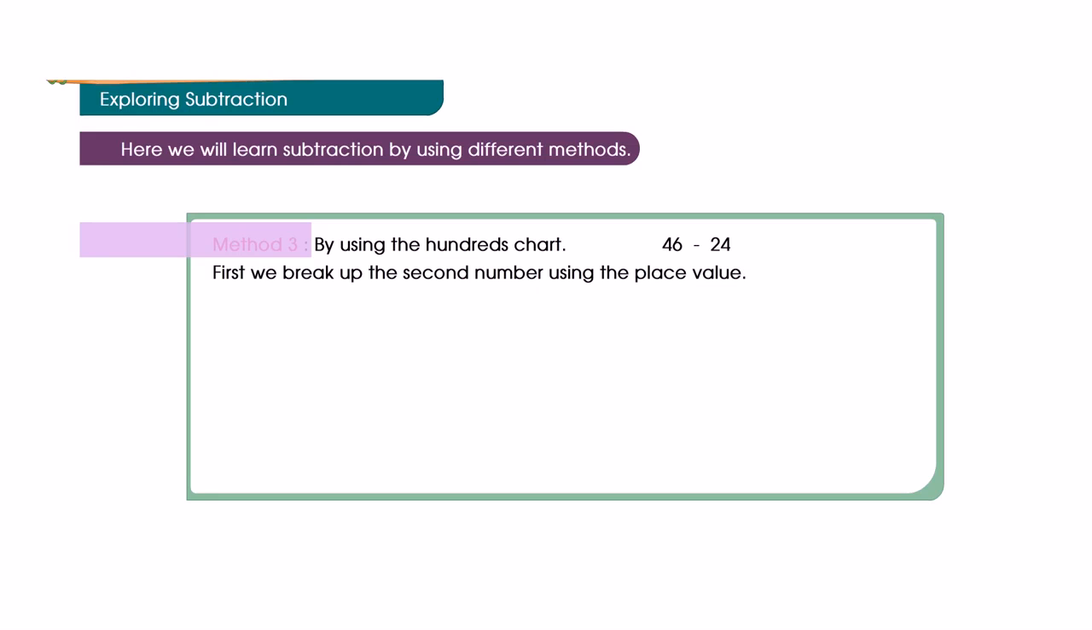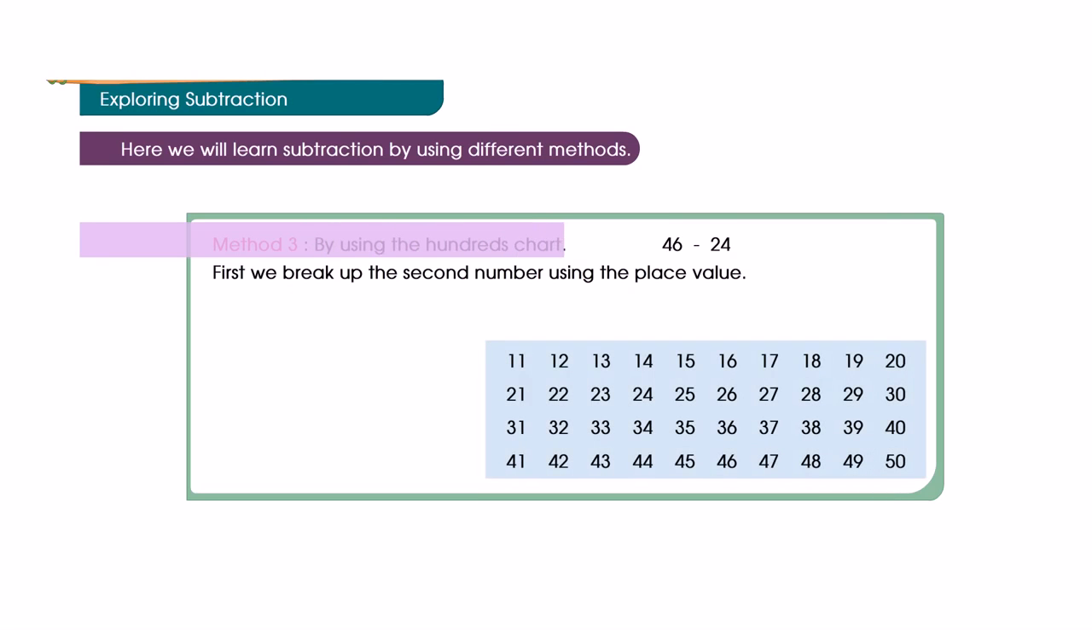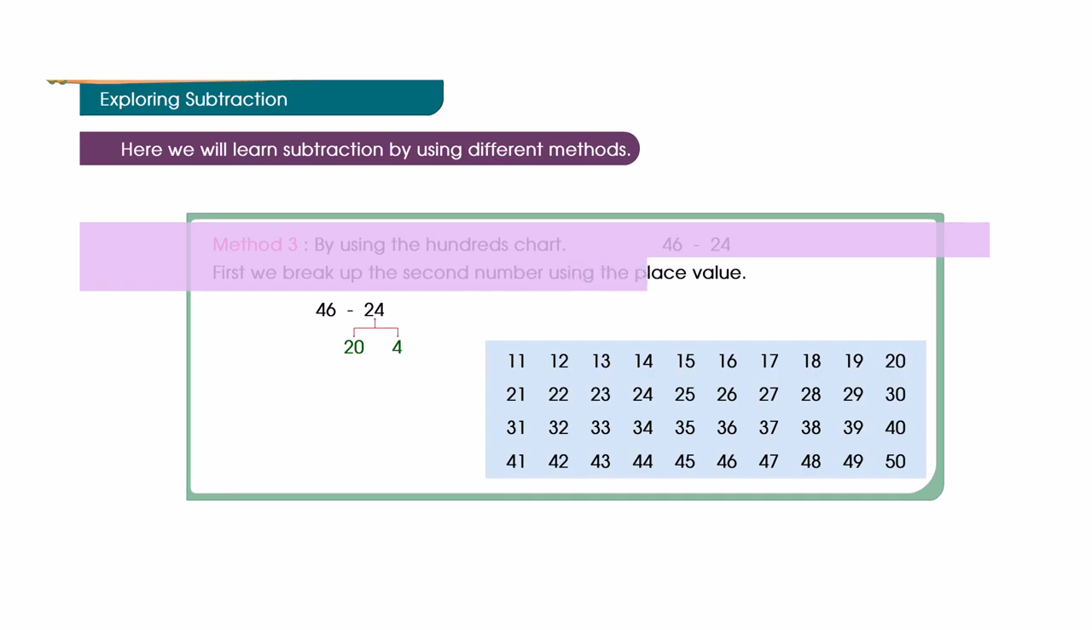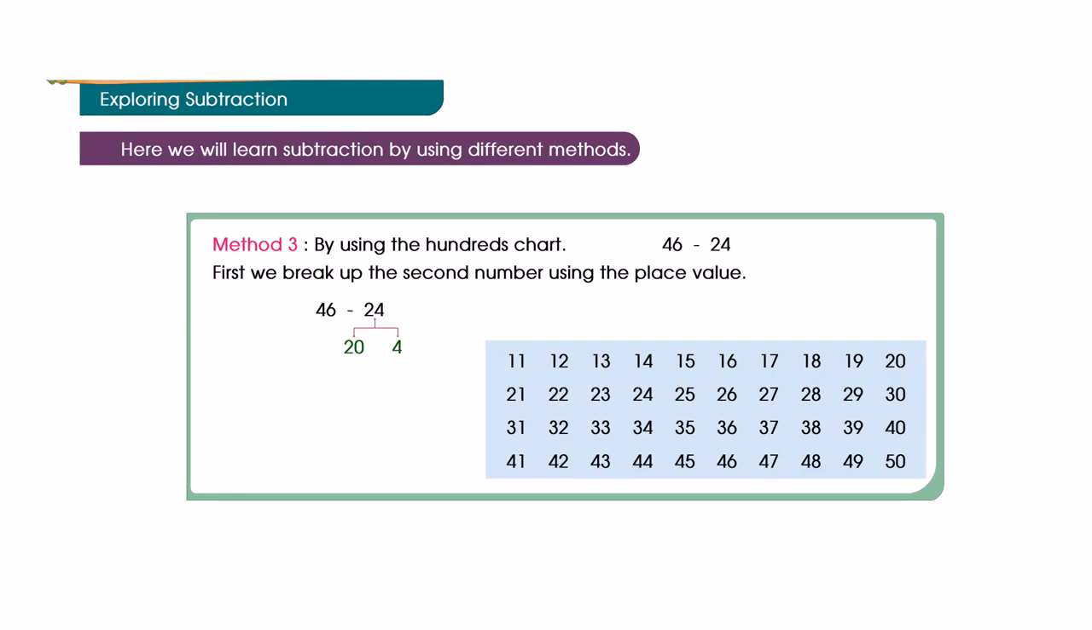Method 3. By using the hundreds chart. 46 minus 24. First, we break up the second number using the place value. 46 minus 20 is equal to 26. 26 minus 4 is equal to 22.